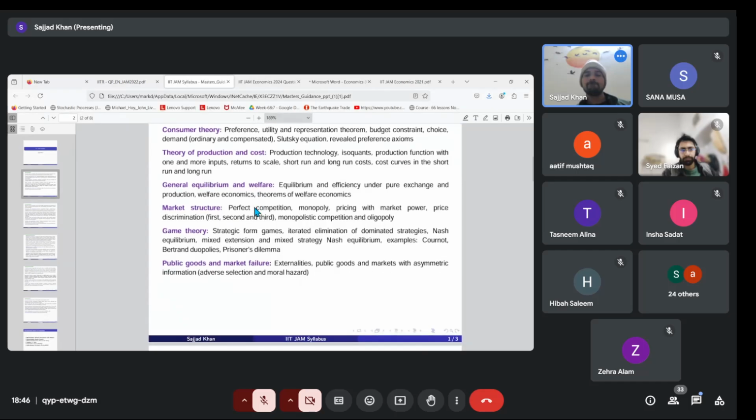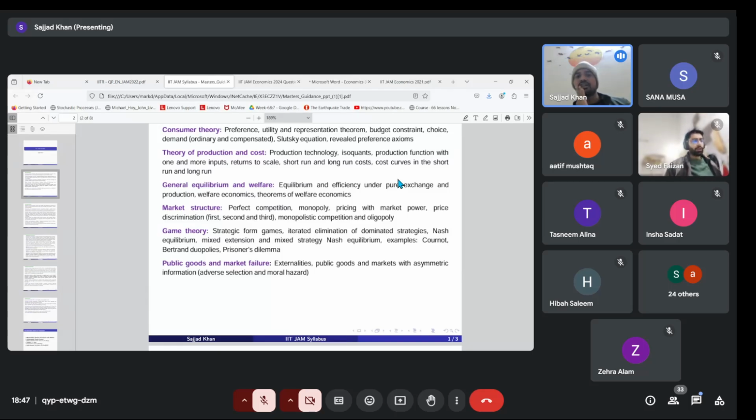In general equilibrium and welfare, you have to know about every type of demand and demand curve. Some questions may be asked about the substitute good and the complement good, and they will ask about the price of the goods. In general equilibrium, a direct question will not be asked. They will compare it with the competitive market.